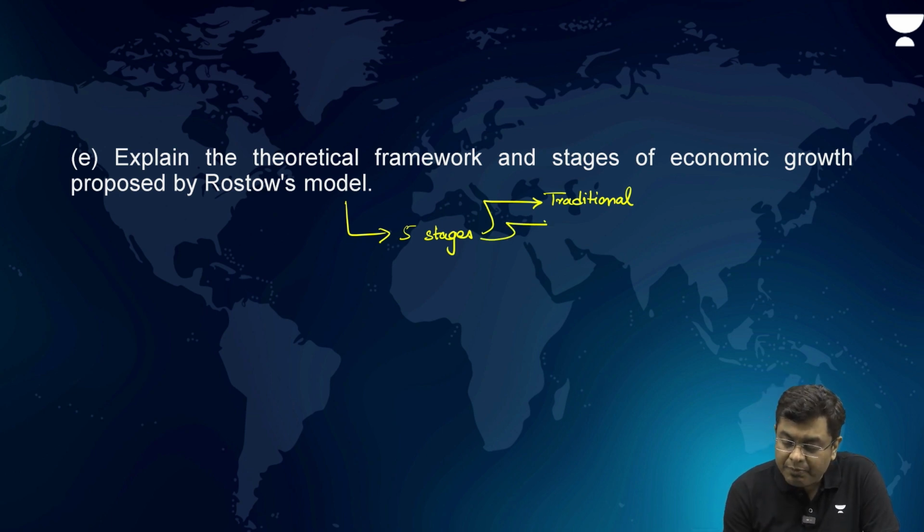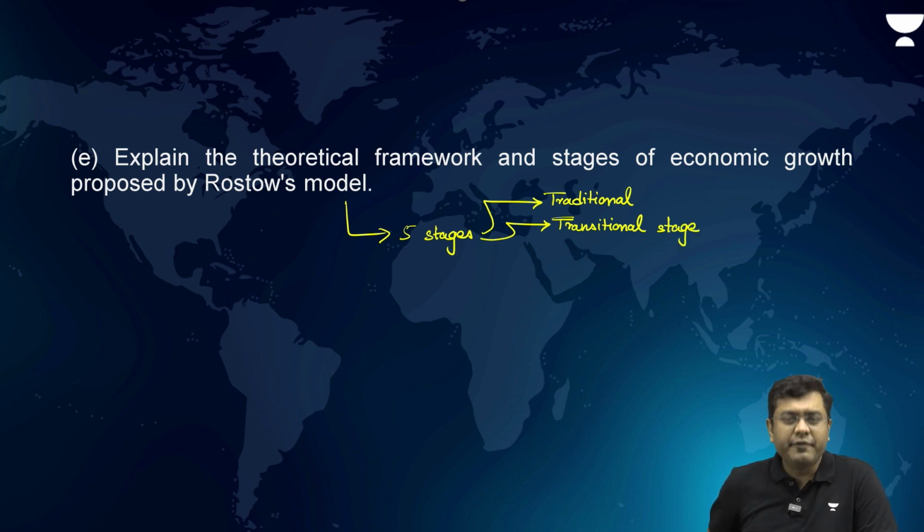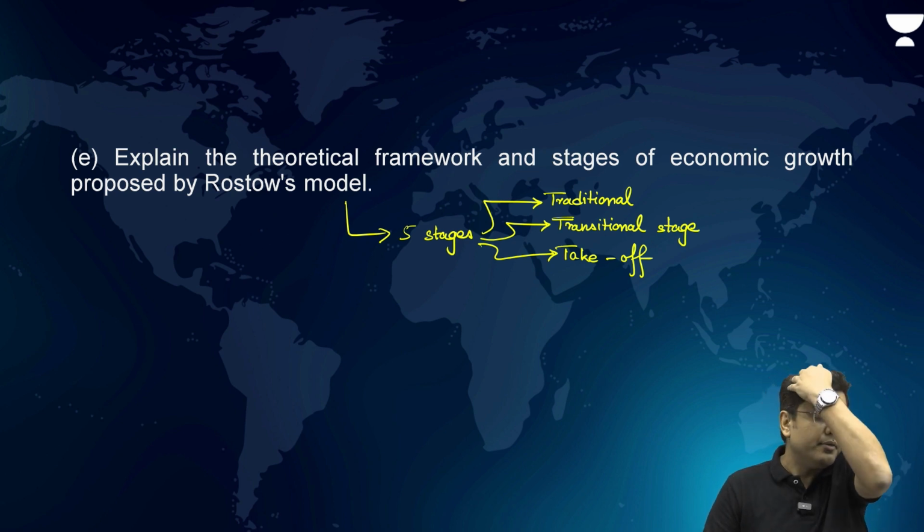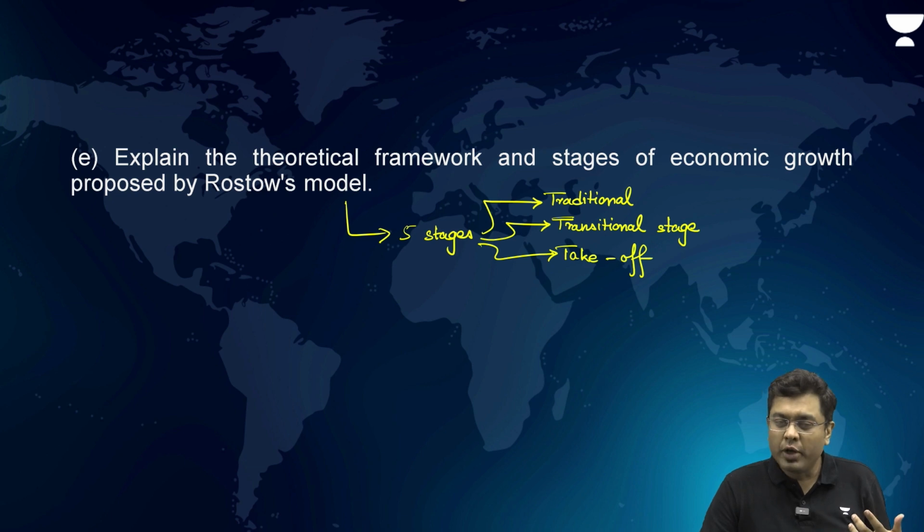Then after that, you have preconditions to take off, or what is also known as the transitional stage, where expansion of investment, communication systems, and infrastructure development are focused upon. Then after that, you have the takeoff stage, where you have rapid industrialization, greater investment, heavy industries develop, and more job creation happens in general. Those factors become the prime driving forces in the economic growth model.